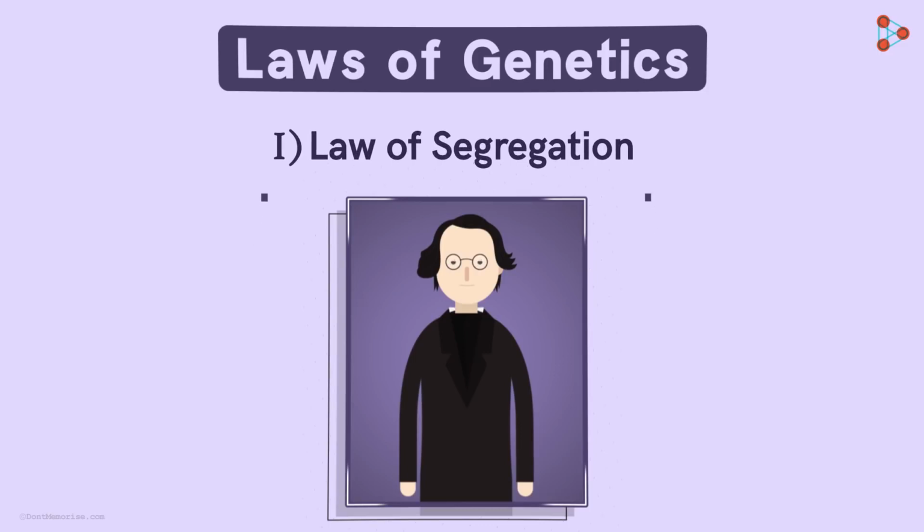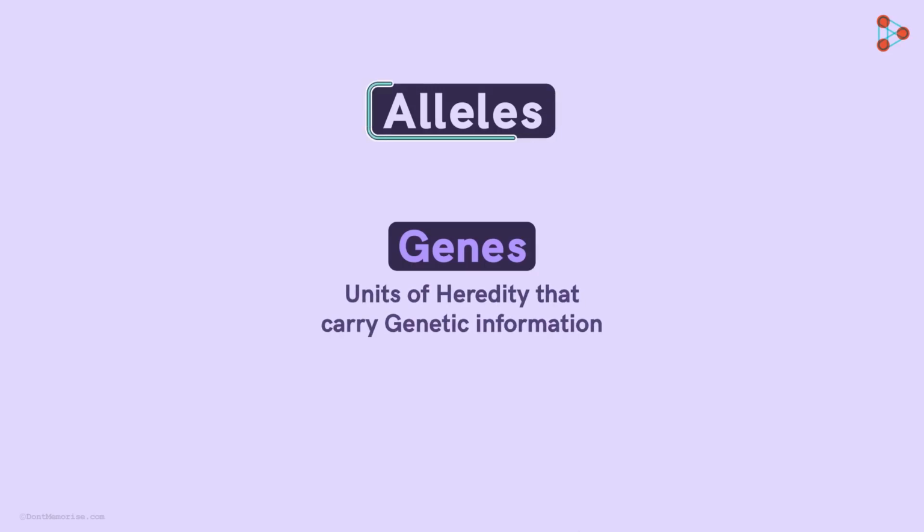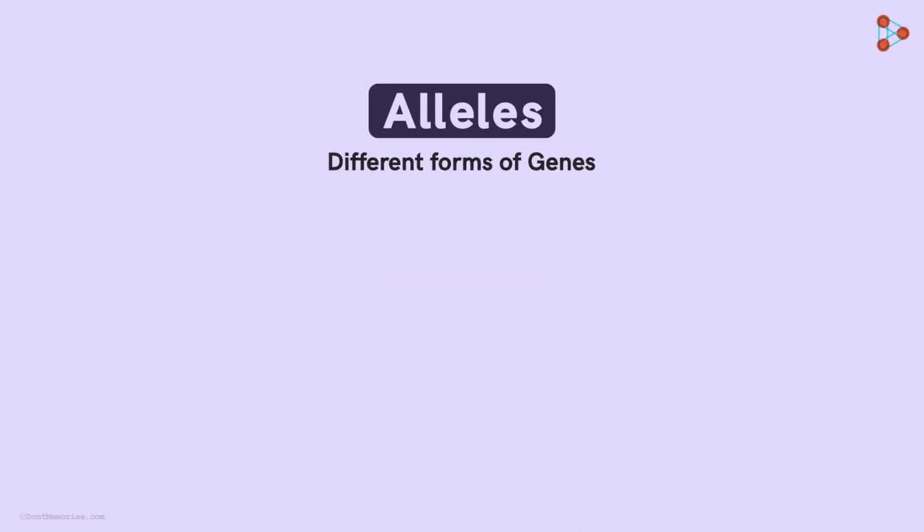To understand this law, we first need to understand the concept of alleles. We know that genes, in simple terms, are the units of heredity that carry genetic information. Alleles are nothing but the different forms of genes. Let's take a simple example to understand this.